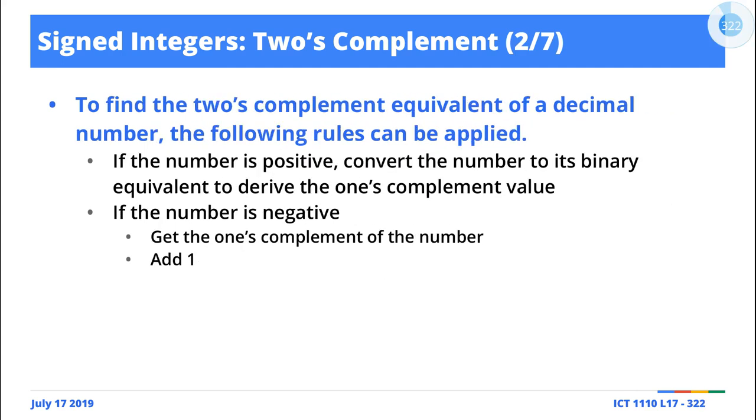Here's the heuristic. If you're working with a number, let's say positive 5, and you're trying to convert this into binary using 2's complement, you check, is positive 5 a positive number? Yes, it is. If it is, you just convert it directly to binary. If on the other hand, the number is negative, let's say negative 5, is negative 5 a negative number? Yes, it is. Then you get the 1's complement of negative 5, which we know how to do, and then you add 1 to it. But when you add 1, if there's a carry bit, you discard it, throw it away.